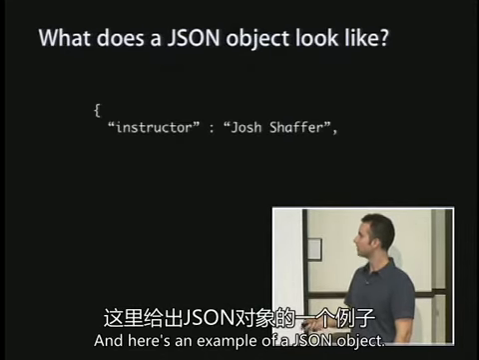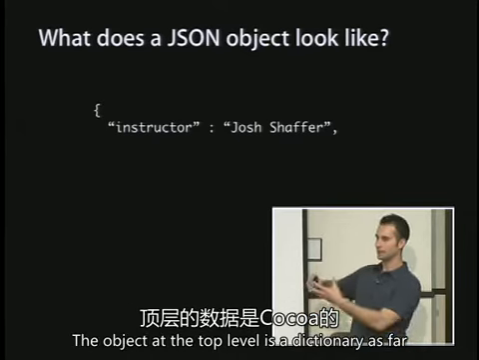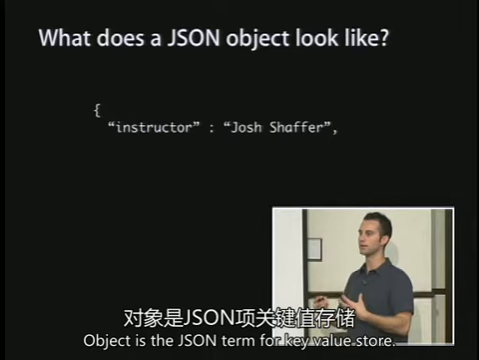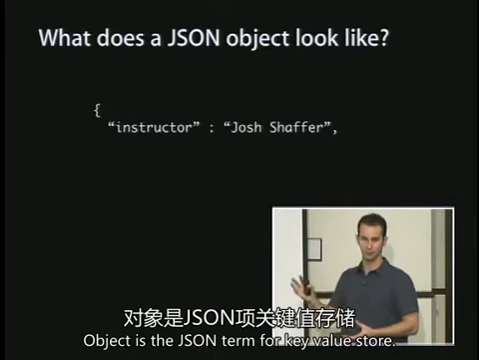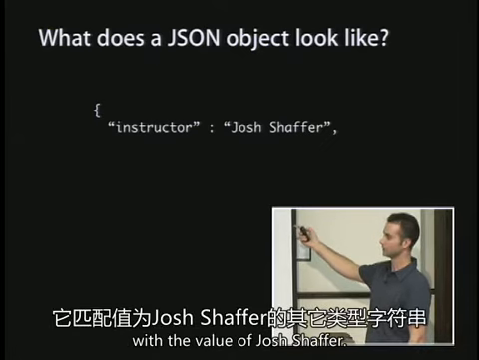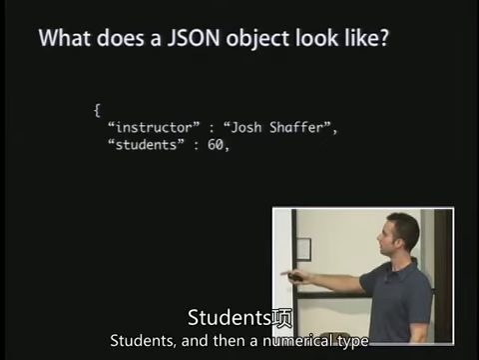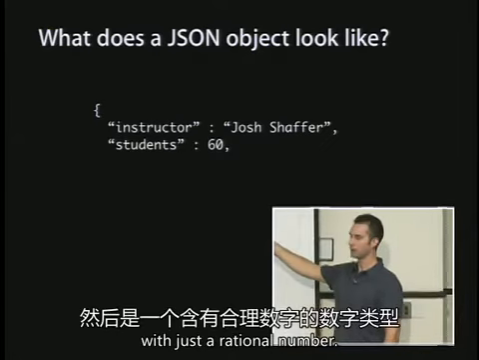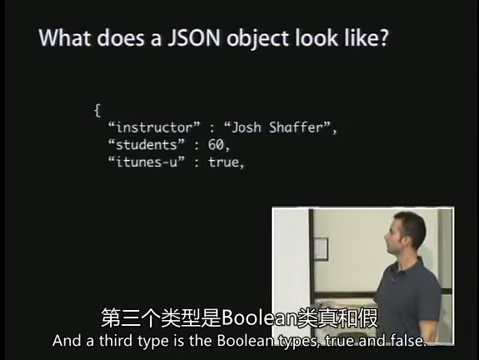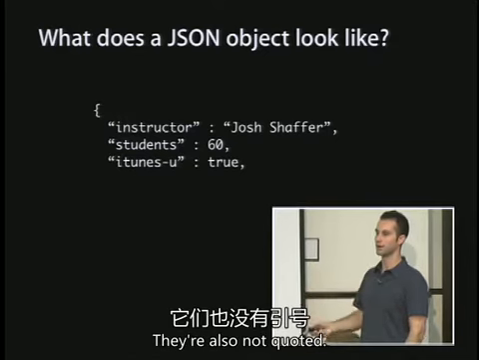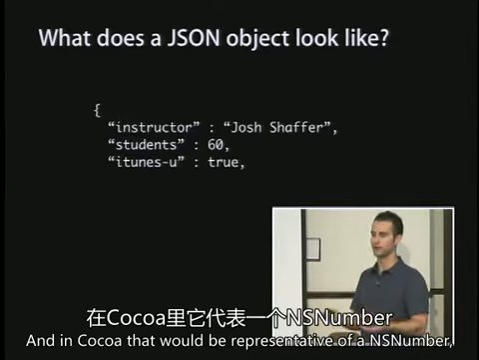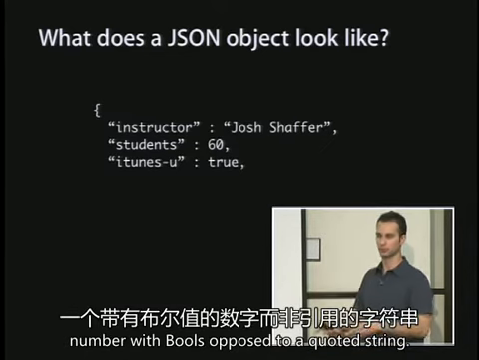And here's an example of a JSON object. The object at the top level is a dictionary as far as we're concerned in Cocoa. Object is the JSON term for key value store. And here you have a string type matching another string type with a value of Josh Schaefer, students, and then a numerical type, which is just a rational number. There's no quote, so it's not a string. And a third type is the Boolean types, true and false. They're also not quoted, so they're actually special values. And in Cocoa, that would be represented as NSNumber, a number with BOOL, as opposed to a quoted string.